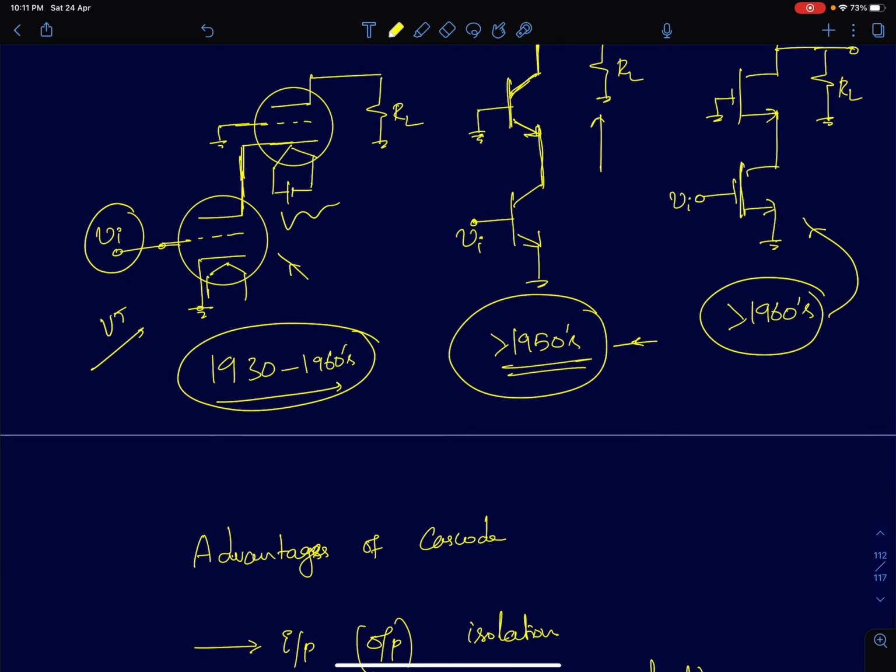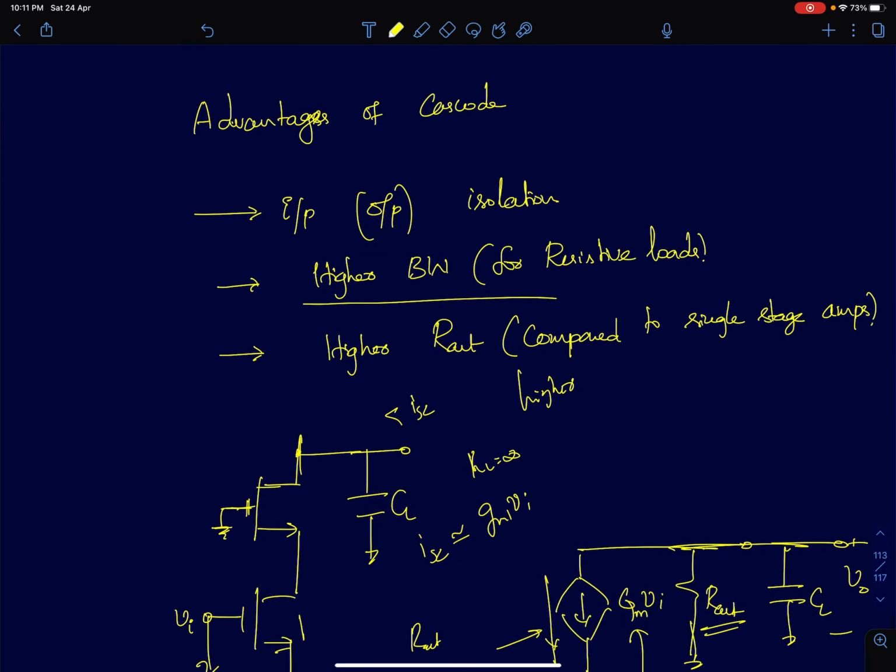So that's it about the introduction to cascode amplifiers. Now we will look at the benefits that cascode amplifiers offer. One major benefit of cascode amplifier is input-output isolation. Isolation is very important. You don't want changes at the output, or a part of it, to creep into the input and affect the input circuitry. So isolation is very important, and we will see cascode amplifiers provide very good isolation between input and output ports.